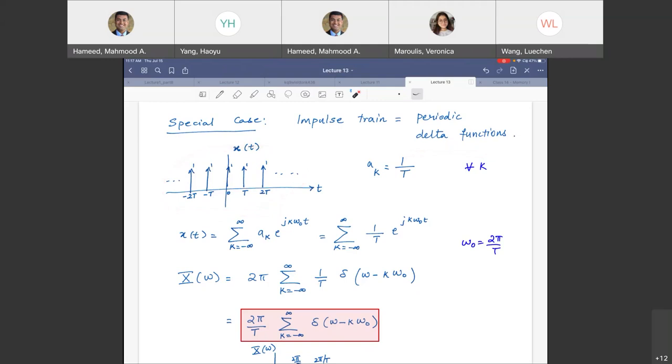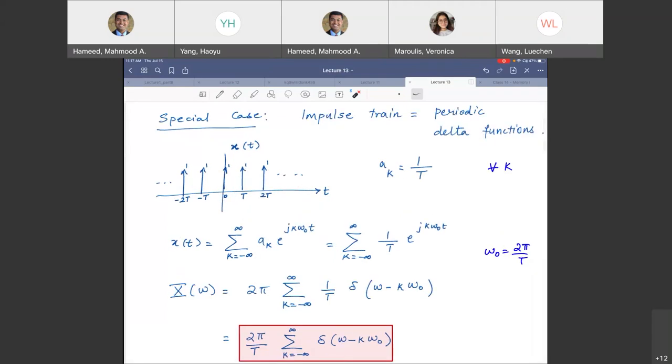So what would be the Fourier transform of an impulse train? The impulse train is special to me because it is the only signal where the time domain signal and the frequency domain signal are the same. The Fourier transform of an impulse train is an impulse train. That's why it's special. So let's see if that is true or not.